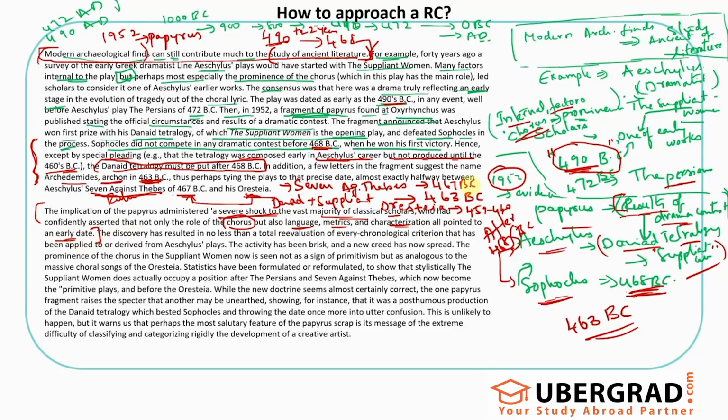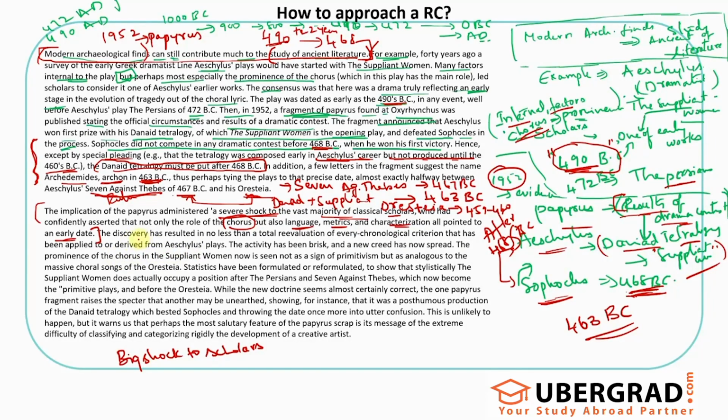They were very confidently feeling that it should belong to some early era, but this papyrus that was found was a big shock for them. So a big shock to the scholars, because they had used all the internal factors and judged it, but it turned out to be wrong. The discovery has resulted in no less than a total re-evaluation of every chronological criterion that has been applied to or derived from Aeschylus' plays.